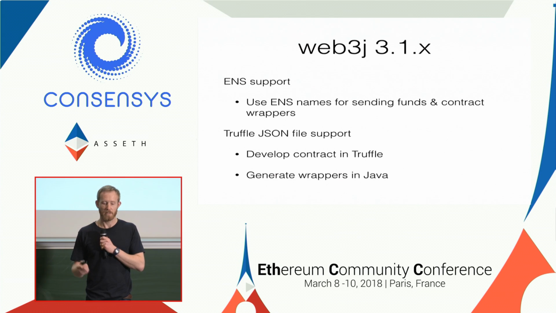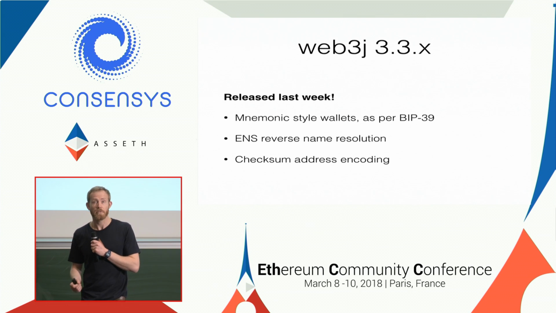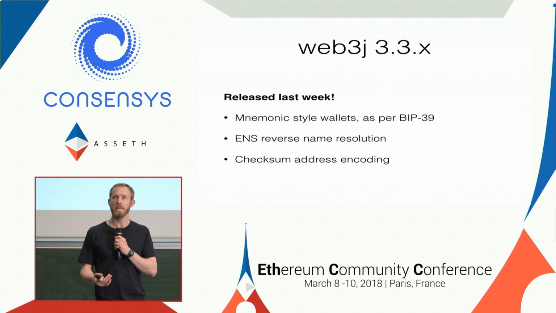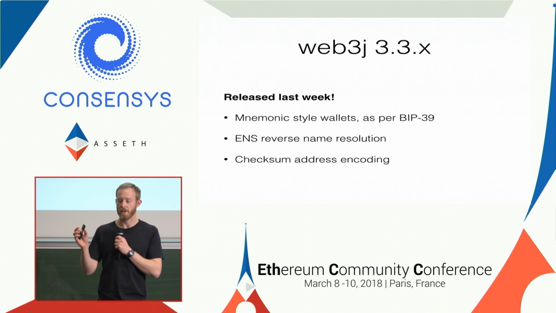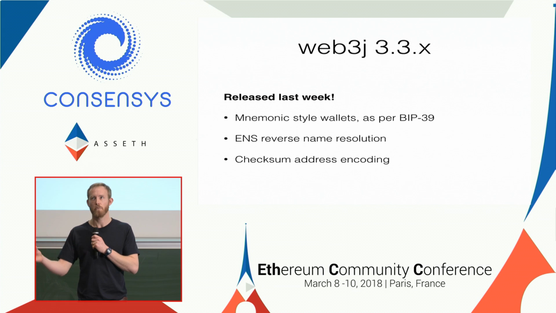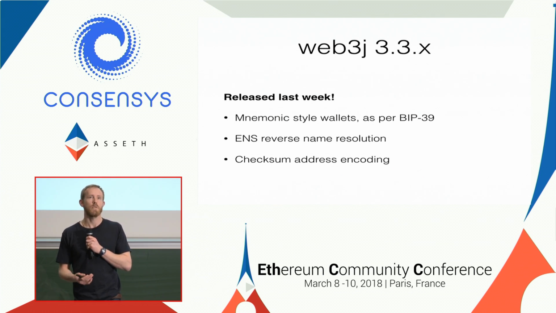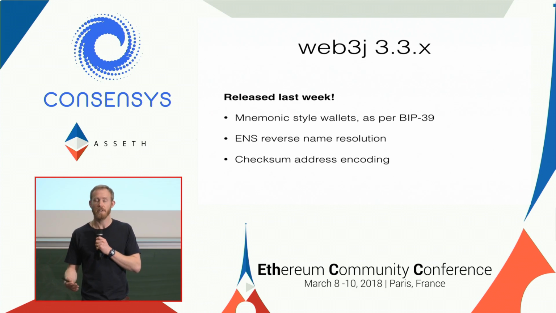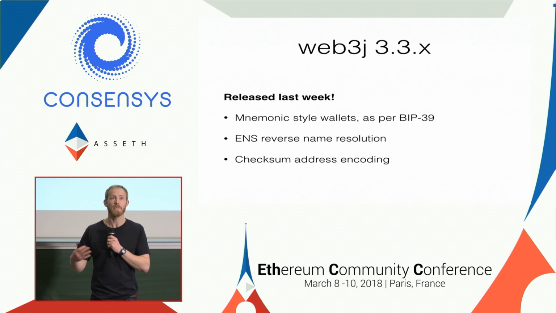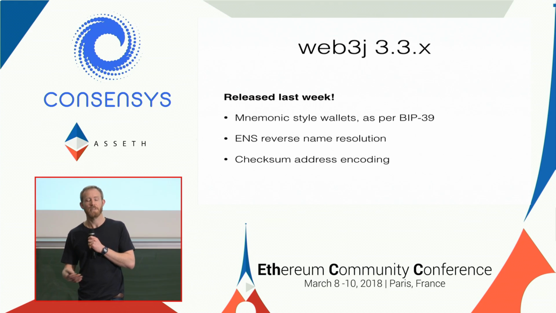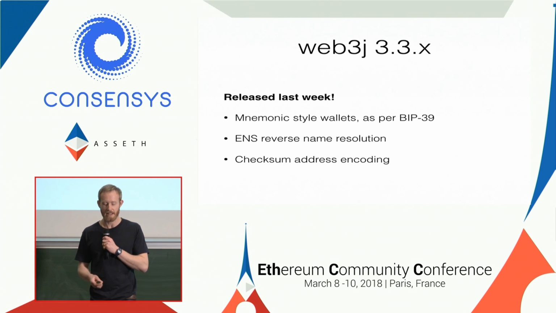And I mentioned as well that they've got the Truffle JSON file support. As of last week, though, Web3j 3.3 came out, and that now supports mnemonic-style wallets too. So if you want to have a series of phrases to create a wallet, and that aids recoverability, you can do that now. It also supports ENS reverse name resolution as well. Both of these are things that members of the community submitted. And now too, there are encoders for checksum addresses, which was a bit overdue, but it's now available.